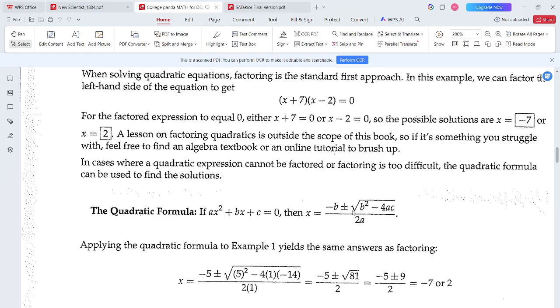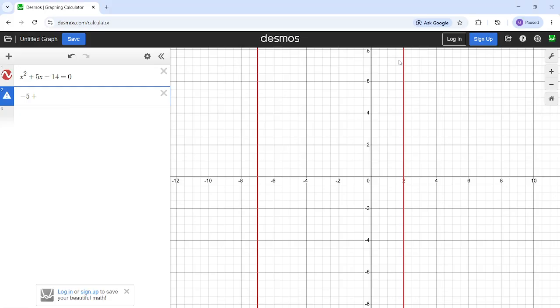It will be the square root of b squared, so 5 squared, minus 4ac, which is 4 multiplied by a. a is 1 here because there is no number, right? No number means a hidden 1 here. And then multiplied by -14, right? Now you will divide it by 2a, 2 multiplied by a, which is 1 again. So the first answer is 2, which is what we got, right?